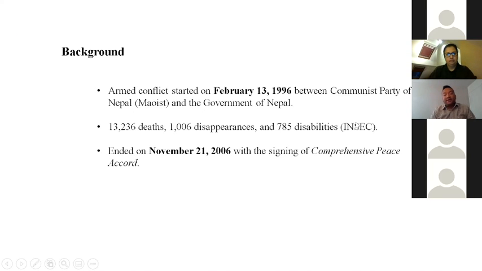So the background is that Nepal faced an armed conflict that started on February 30, 1996 between the Communist Party of Nepal and the government of Nepal. The insurgency took 13,236 deaths, 1,006 disappearances, and 785 disabilities. The war ended on November 21, 2006 with the signing of the Comprehensive Peace Accord. The war lasted almost 10 years, which is a pretty long time, and it took a lot of toll on the Nepalese people.